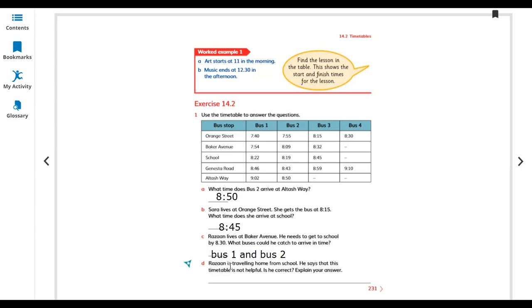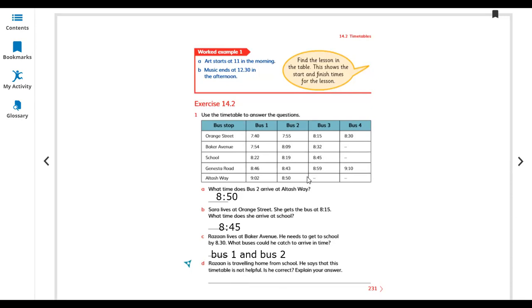Razan is traveling home from school. He says that this timetable is not helpful. Is he correct? Explain your answer. He says that this timetable is not helpful. Why? Razan is traveling home from school. So where is school and where is home?